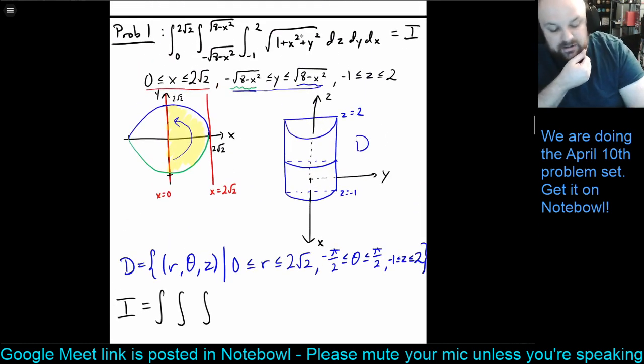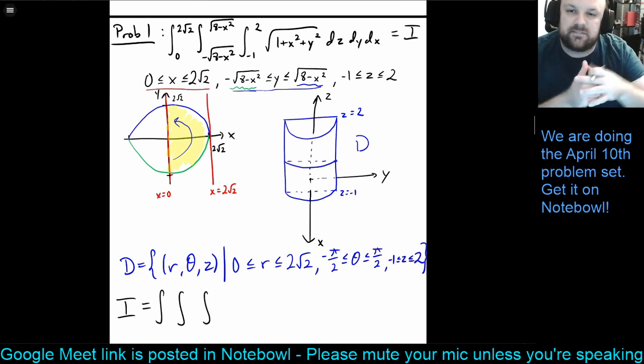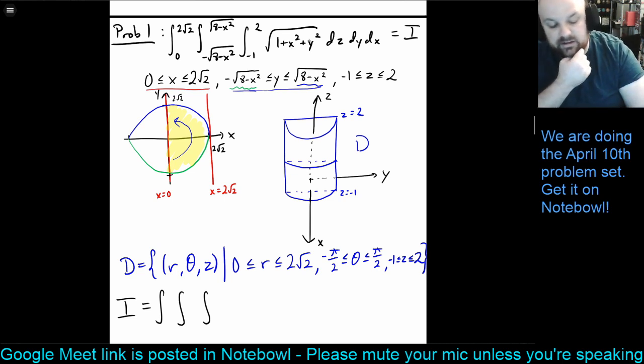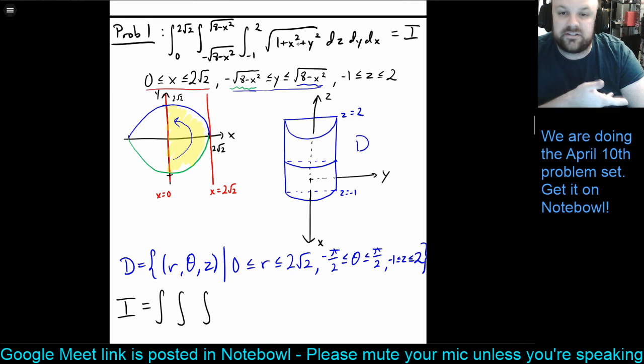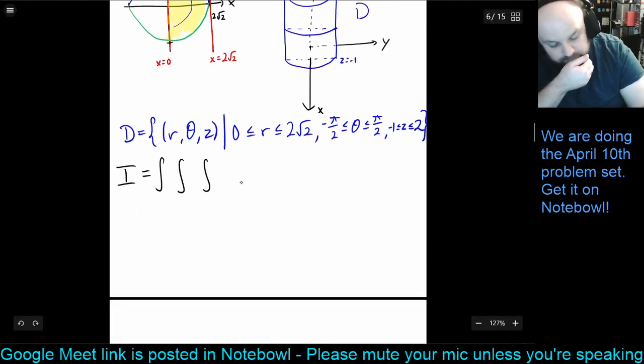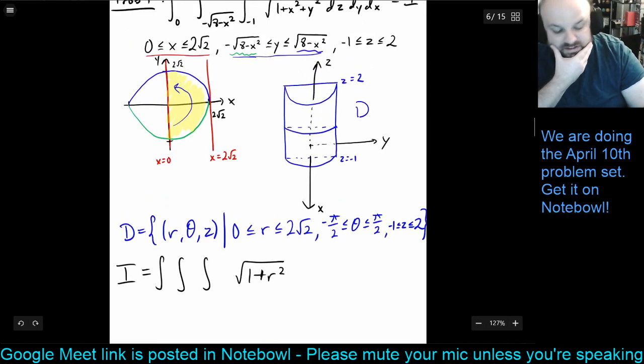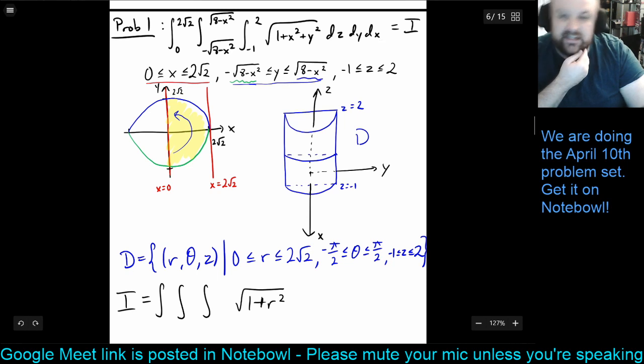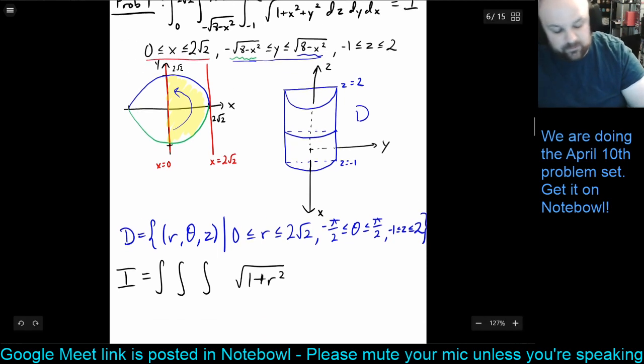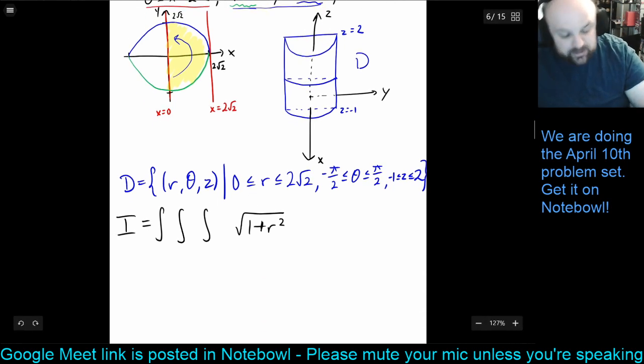So the square root of 1 plus x squared plus y squared, what is this going to turn into? Well, this is just polar coordinates with a z tacked on. So x squared plus y squared is still r squared. So this is going to be square root of 1 plus r squared. The dV part, the dz dy dx, we get our extra r like we normally do for polar coordinates.